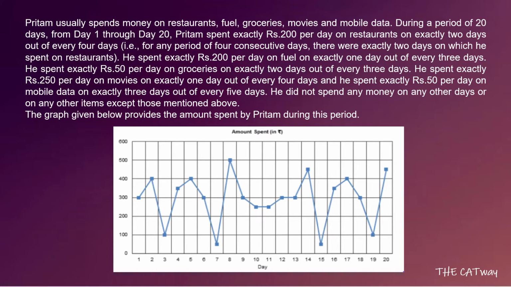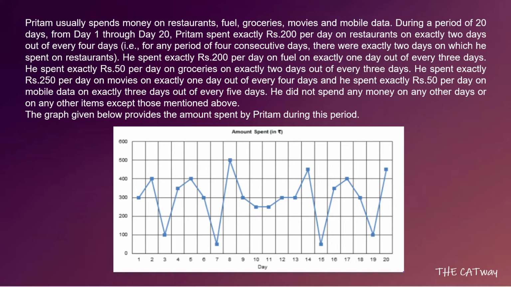So the question says that Preetham usually spends money on restaurants, fuel, groceries, movie and mobile data during a period of 20 days. From day 1 through day 20, Preetham spent exactly rupees 200 per day on restaurants on exactly 2 days out of every 4 days. That is, for any period of 4 consecutive days, there were exactly 2 days when he spent on restaurants.